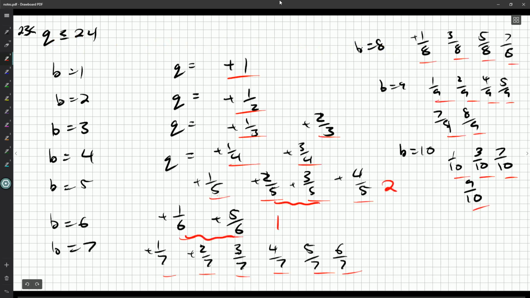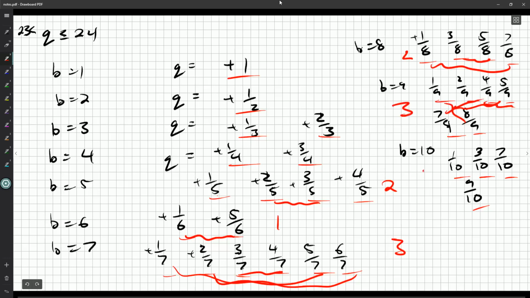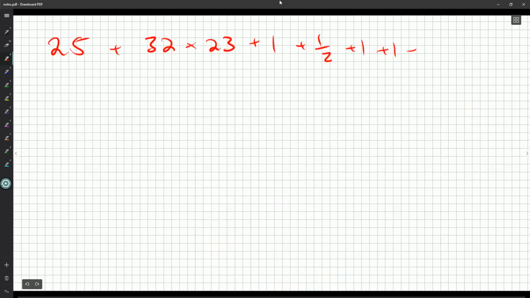So we'll get 2 here, 1 from here, 3 from here, 2 from here, 3 from 9, and 2 from 10. So where were we? So 2, 1, 3 from the 7, 2 from the 8, 3 from the 9, and 2 from the 10.